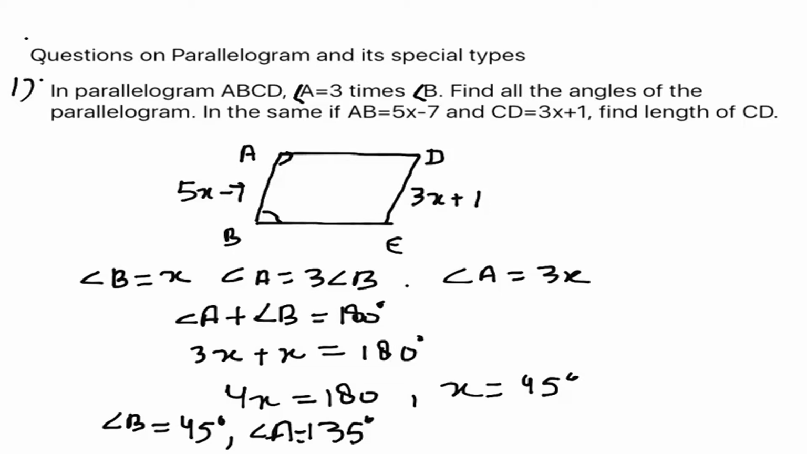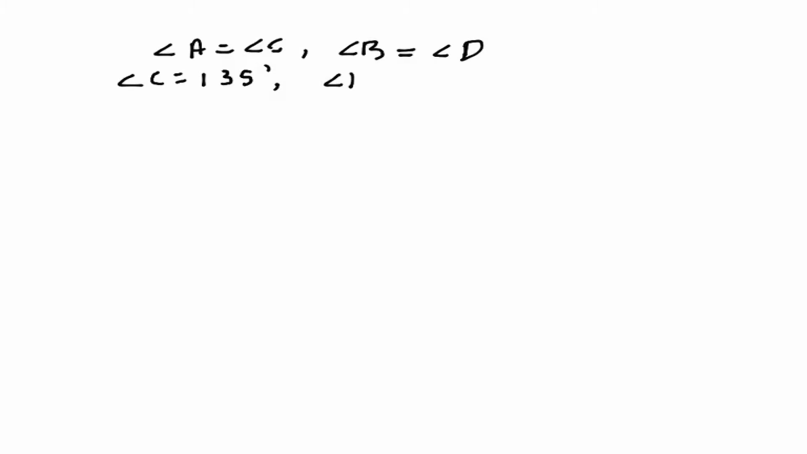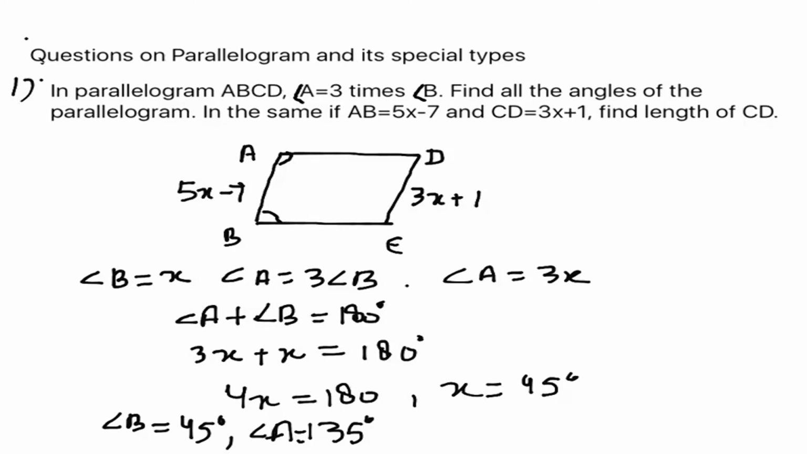Now we have to find out angle C and angle D. Here in a parallelogram we have one more property: opposite angles are equal. So angle A is equal to angle C and angle B is equal to angle D. This is one of the properties of a parallelogram. We already found the value of angle A, that is 135, so angle C will also be 135. We found angle B is 45 degrees, so angle D will also be 45 degrees. So here we found all the measures of the 4 angles of the parallelogram.